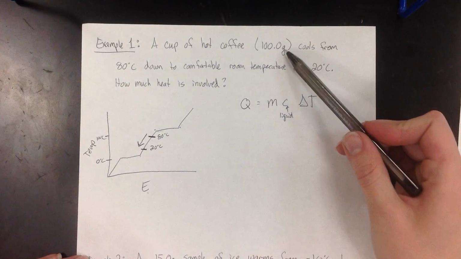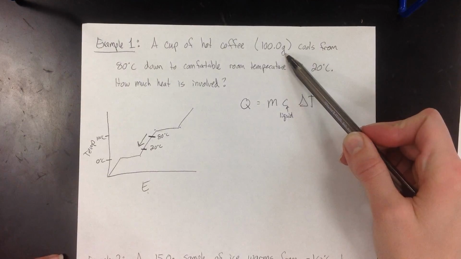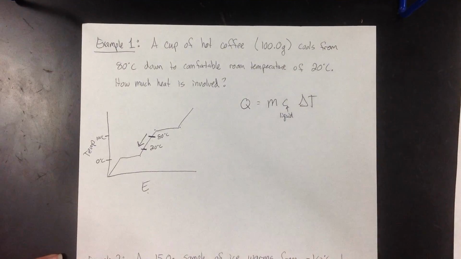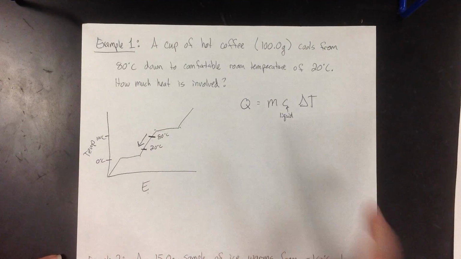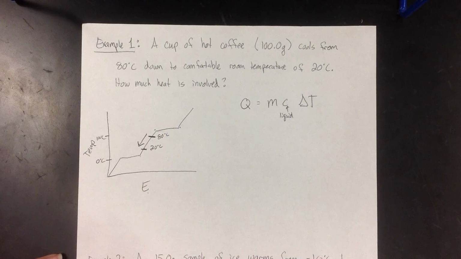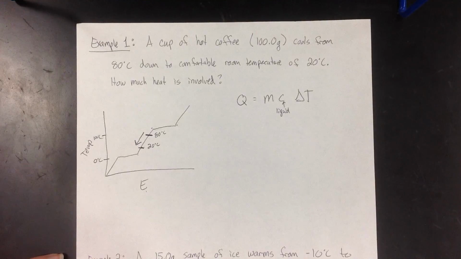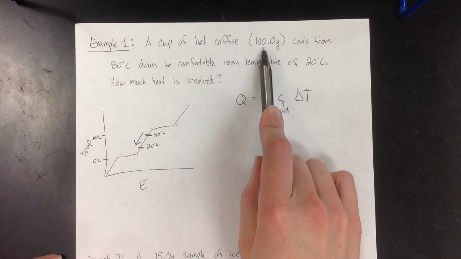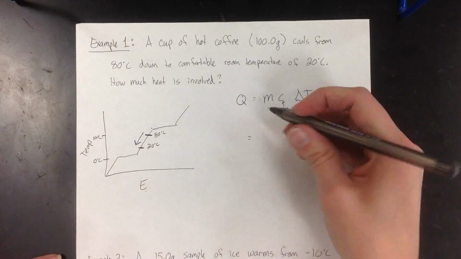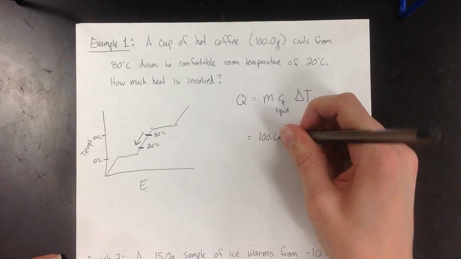Well, I'm already given grams, so I don't have to change that unit at all. I'm trying to find heat, so I can use the equation as written, so I can skip steps 3 and 4 and move right into plugging in the values and then solving. So I've got a cup of hot coffee, 100 grams. That goes in for my mass.